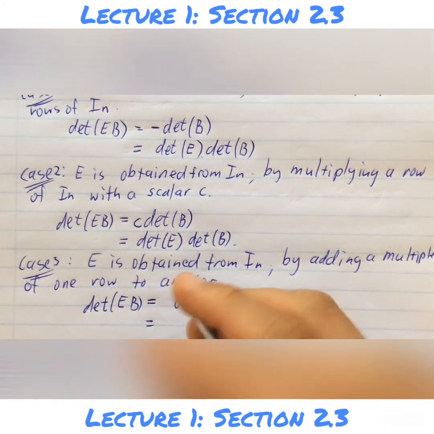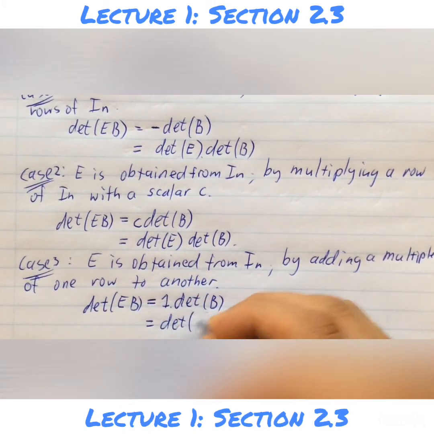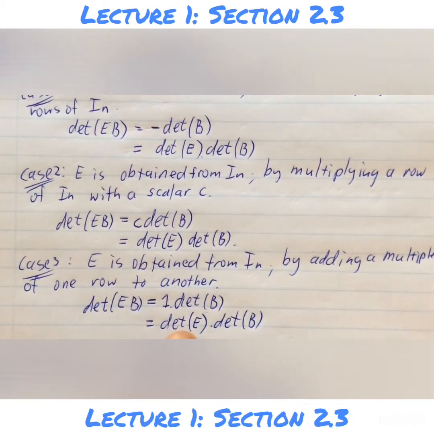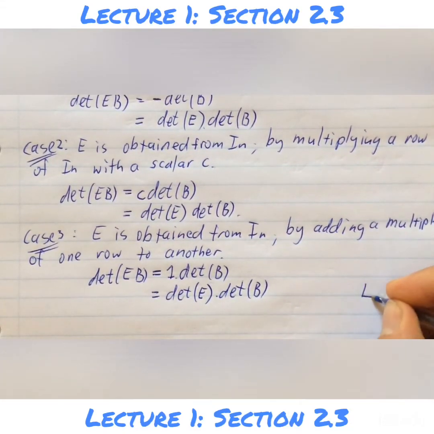So we can replace that 1 there by the determinant of E, because the determinant of E, the matrix that I get from I by adding a multiple of one row to another, is again going to be an upper or a lower triangular matrix. You take the diagonal entries and multiply them together, and that gives you the determinant, and that's just going to be 1. All right, so that clearly proves this claim.